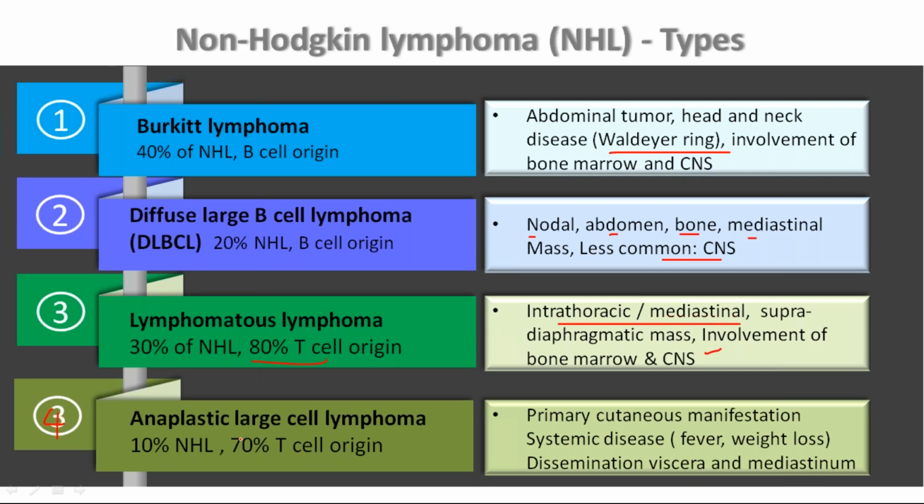The last variety is anaplastic large cell lymphoma. Sorry, it is only 30% for the previous one, so what remains is only 20%, of T cell origin with primary cutaneous manifestation. Skin manifestations are more common, and sometimes systemic features like fever and weight loss. Dissemination to viscera and mediastinum occurs, and prognosis is also bad. Fortunately, it is the least common of all the varieties. So these are the four categories under non-Hodgkin lymphomas that you must remember.